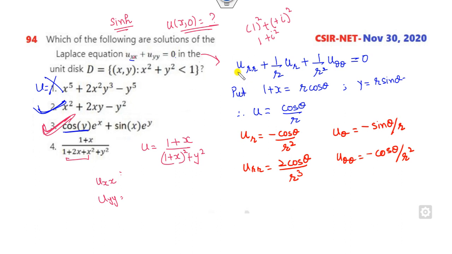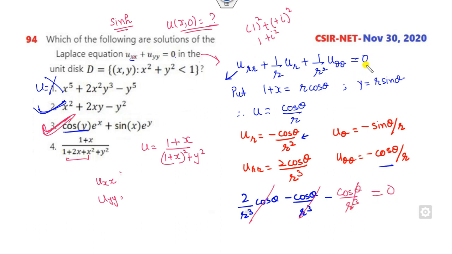Now you can substitute here. What is urr? This one, 2 over r cube cos theta, plus 1 by r of ur. So it's minus 1 by r of this term. So ur is this term, so 1 by r is minus cos over r cube. u theta theta is there, 1 by r square. So if you take r square, it is cos theta over r cube, and clearly this will be 0. It's satisfied. That is also a solution of the problem.